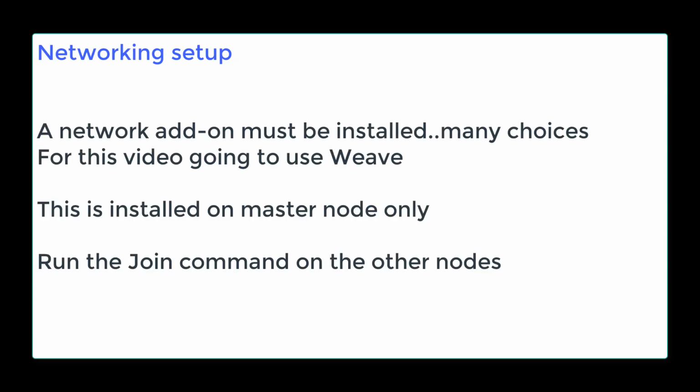Just one more thing before we get started. We'll also have to run a networking setup, a network add-on, if you will. I'm going to use Weave. This is installed on the master node only. And then one of the final steps is going to be running the join command. And these are steps you are required to know for the CKA curriculum.